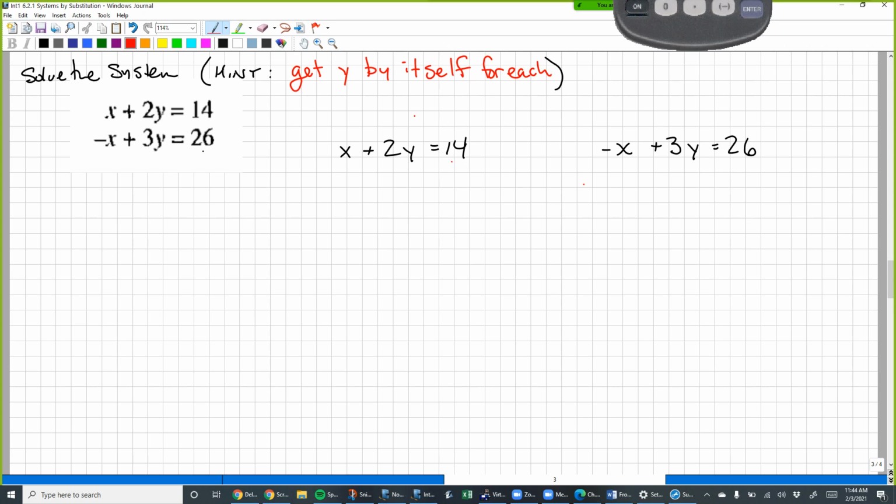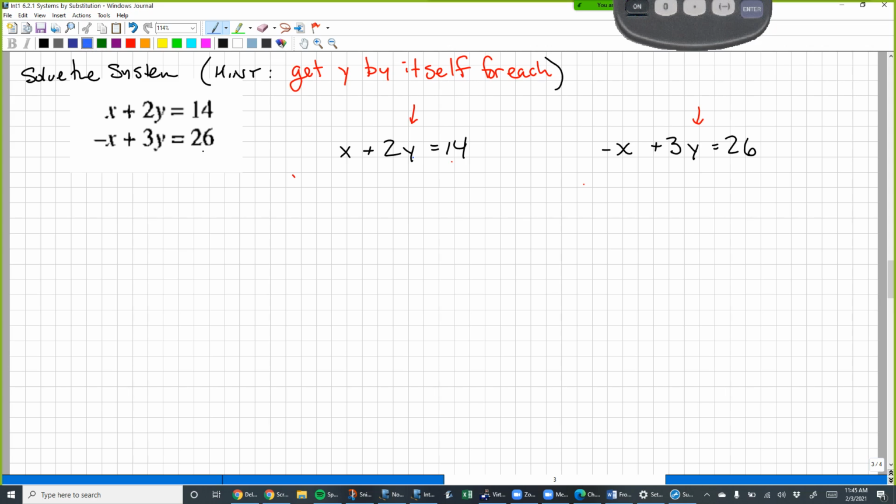Okay, so get y by itself for this one and get y by itself for this one. 3 minutes to solve both of those for y. Do that in your notes right now, and then we'll come back and I'll give you a few more minutes to try and get what the solution is, that point that is the solution to this system of equations. Pause now. All right. Welcome back. Let's see what you got.